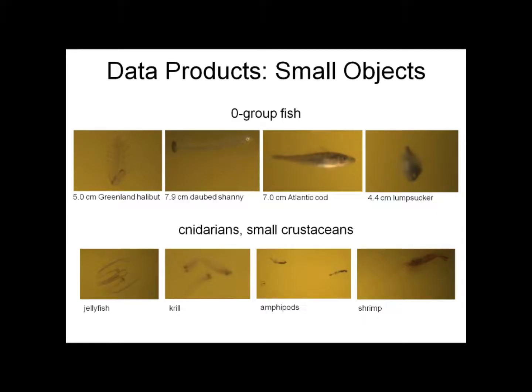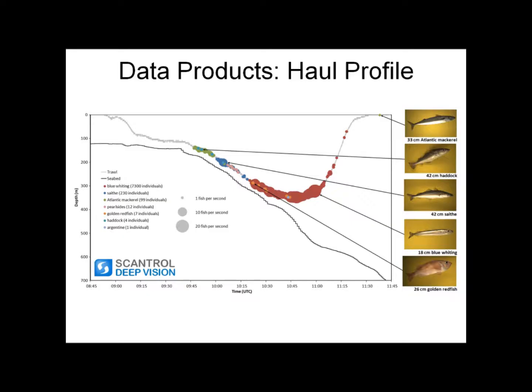And then this, I think, is the most exciting of the data products, where we can do a profile of what came through the trawl during the entire haul. So the top is the sea surface. Gray line, again, is the trawl going down and coming back up. Black line is seabed. So this was going across the continental shelf break in the Norwegian Sea. So we have the time and depth that each fish passed.